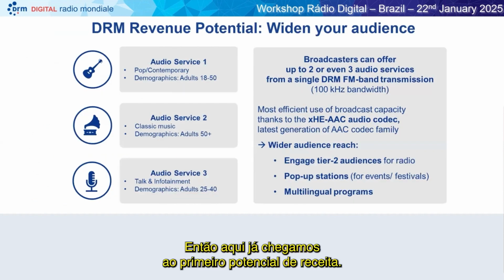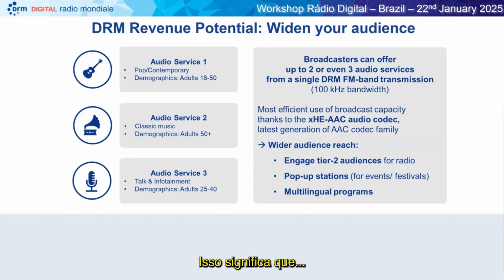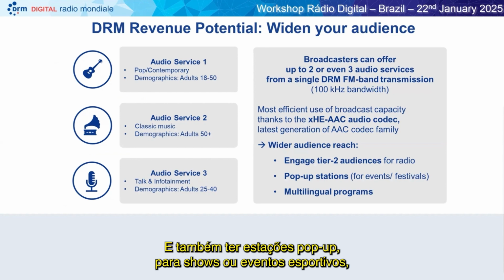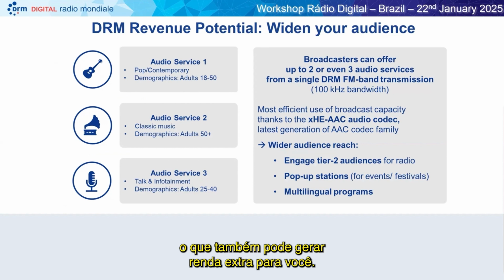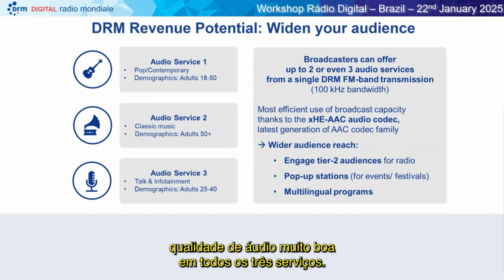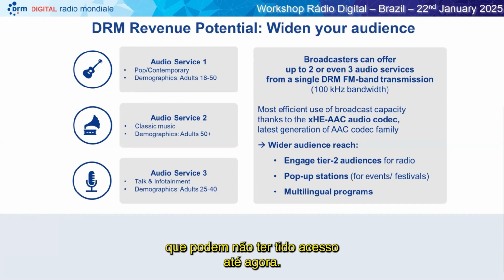So here we already come to the first revenue potential. Instead of one audio service, you have three. It means you can triple the income of one radio station, obviously, but you can also have pop-up stations, like for concerts or sports events, which can also generate extra revenue for you. And thanks to the XHE-AAC audio codec, we can really have very good audio quality even on all three services. Of course, also multilingual services we can have here, and we can attract new audiences that might have been left behind before.